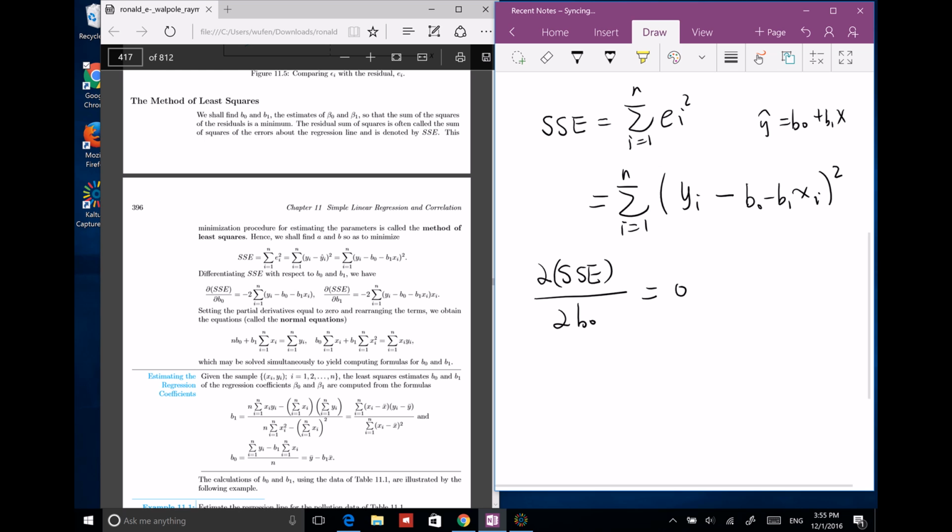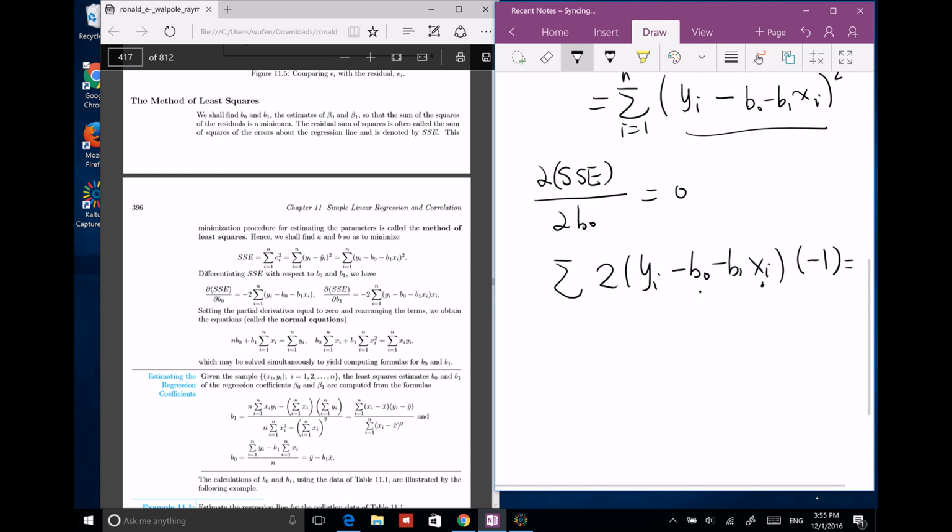If the derivative equals zero, then we will reach the minimum value. Okay, so what do we do? We take the derivative on this one. The derivative of this square is 2 times (yi minus b0 minus b1 xi), and the derivative of b0 is negative 1, so we have a negative 1.